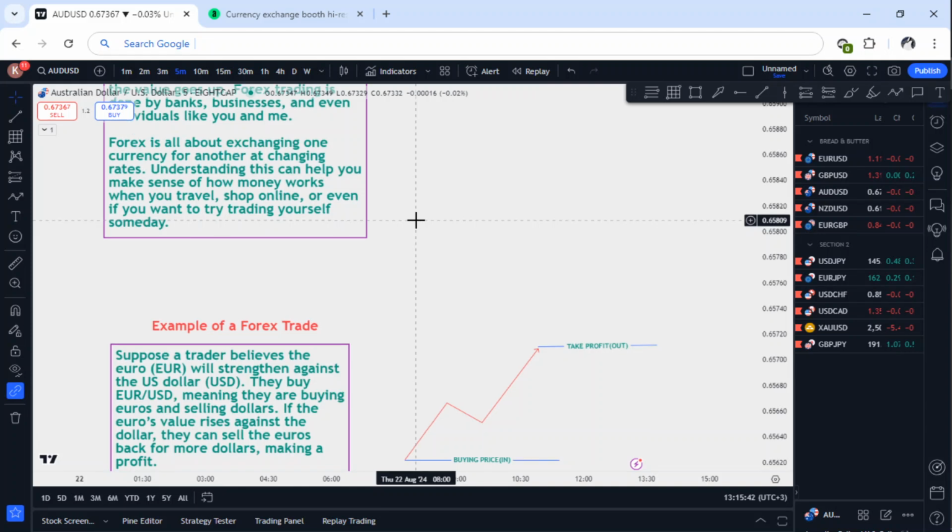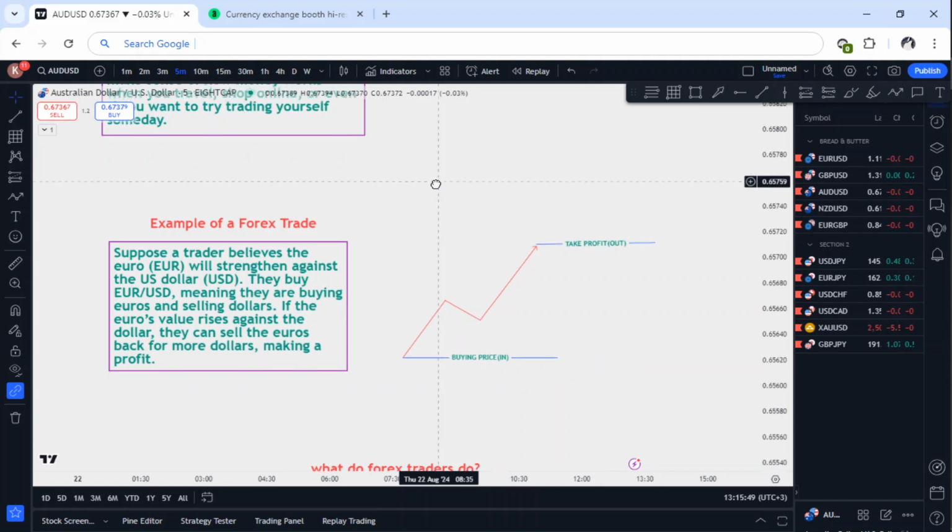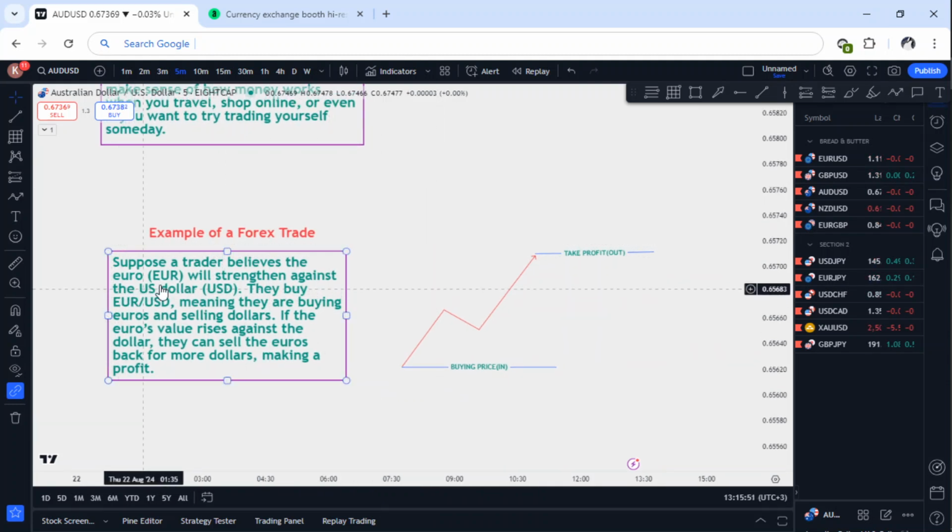Now let me show you an example of a trade. Suppose a trader believes that the euro, which we denote as EUR, will strengthen against the US dollar, which we denote as USD. They believe that the euro is going to be stronger than the dollar. The trader will buy EUR/USD, meaning they are buying euros and selling dollars. If the euro value rises against the dollar, they can sell the euros back for more dollars, making a profit.